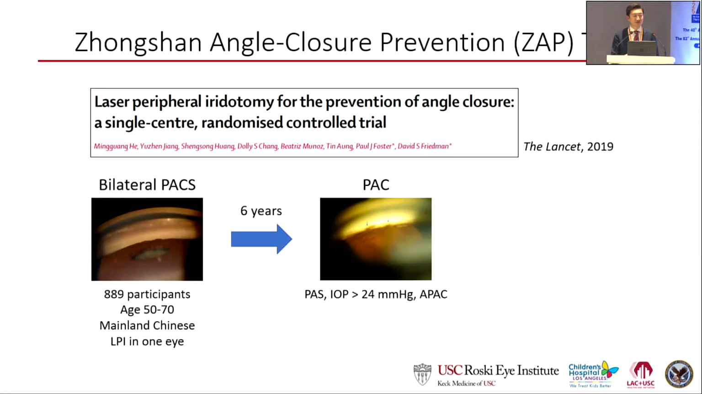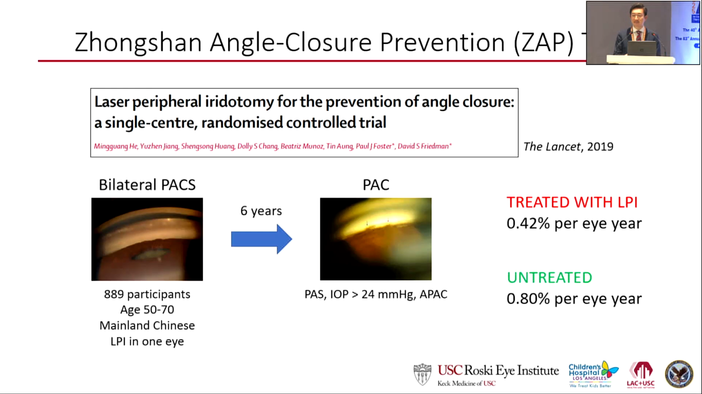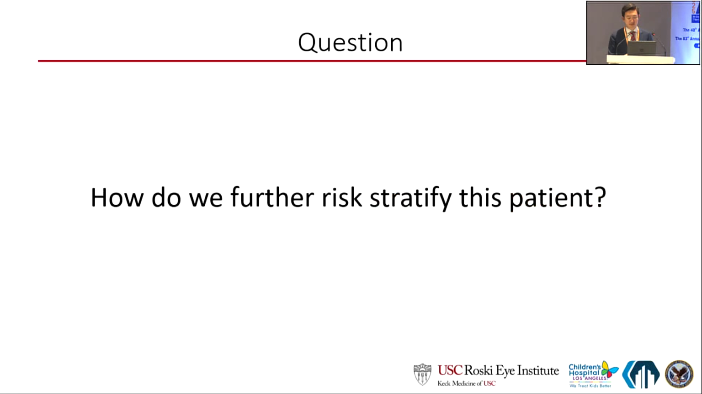These participants were followed for 6 years, and the endpoint was progression to primary angle closure, which was defined as formation of PAS more than 1 clock hour, elevated IOP over 24 millimeters of mercury, or an acute primary angle closure attack. The ZAP trial yielded 2 important findings. The first is that LPI does work in reducing the risk of progression by around 50%. However, the other important finding is that the risk of progression is very low, even in untreated PACS eyes, which is the state of this patient's eyes.